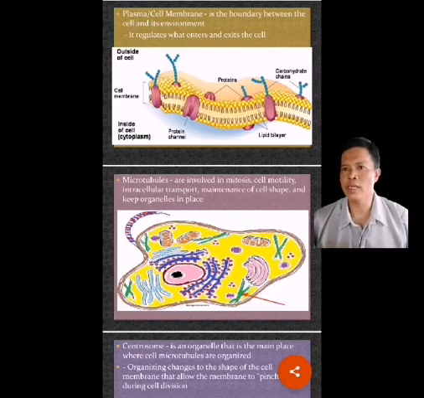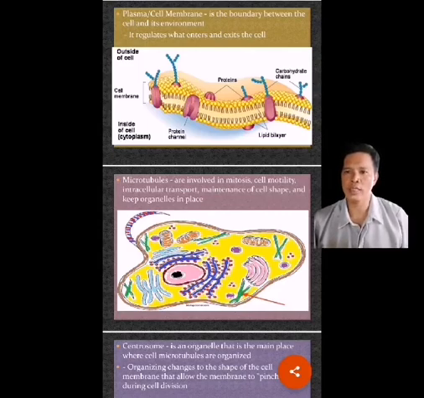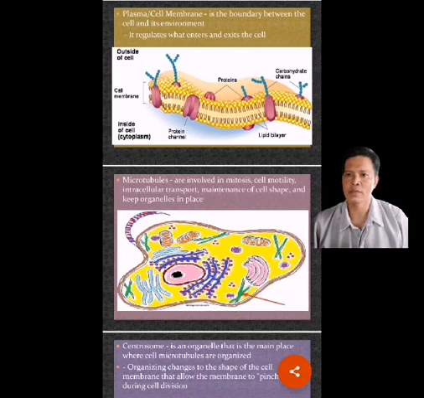The next one is the microtubules. They are involved in mitosis, cell motility, intracellular transport, maintenance of cell shape, and keep organelles in place. Centrosome is an organelle that is the main place where cell microtubules are organized. Organizing changes to the shape of the cell membrane that allow the membrane to pinch in during cell division.